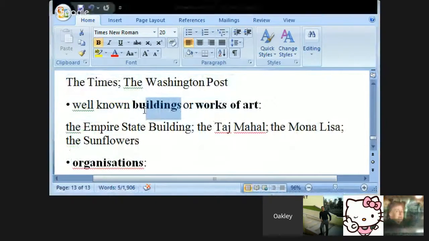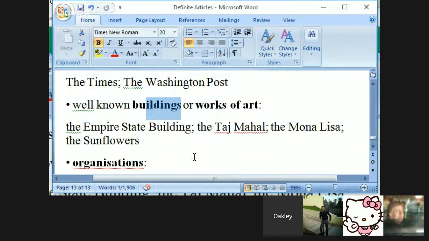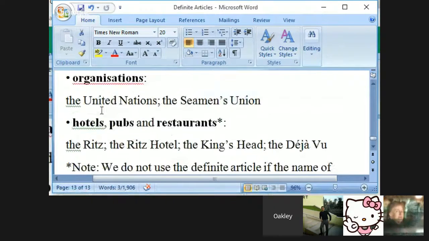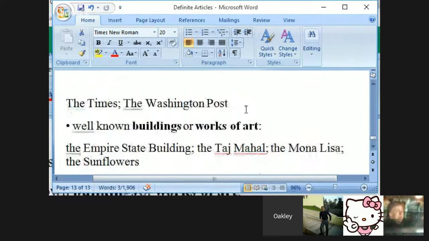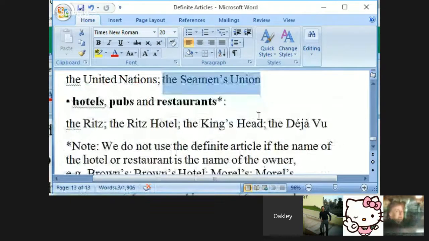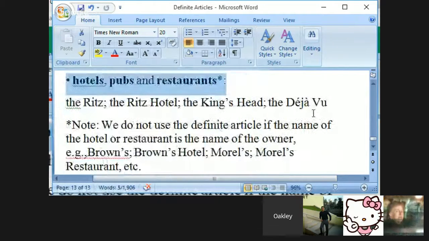Also, buildings, the Empire State Building, the Taj Mahal. Works of art, the Mona Lisa, the Sunflowers. And some organizations, the United Nations, the Seamen's Union. These are obviously names where the is used. Sometimes hotels, pubs, and restaurants, the Ritz, the King's Head, the Deja Vu. We normally use the, but not always.